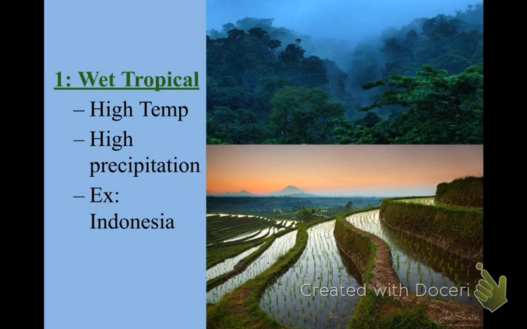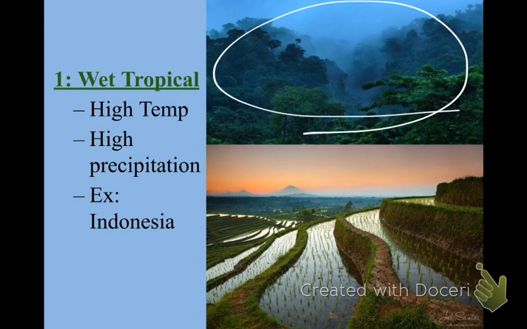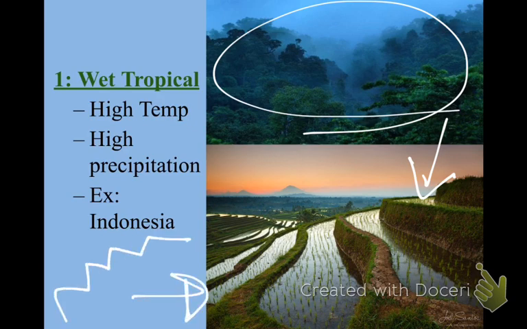This picture is from Indonesia, and I think it's very interesting. You can see all the humidity in the air. And down here, this is actually showing you an example of contour plowing. And the crop they're growing is rice. But if you remember, contour plowing is that staircase way to prevent erosion. And you can see that being done over here, which is why I chose that. But it's very, very warm with a lot of precipitation.